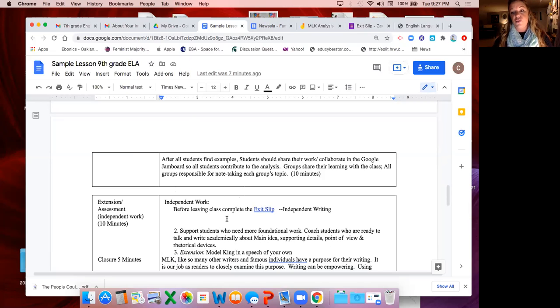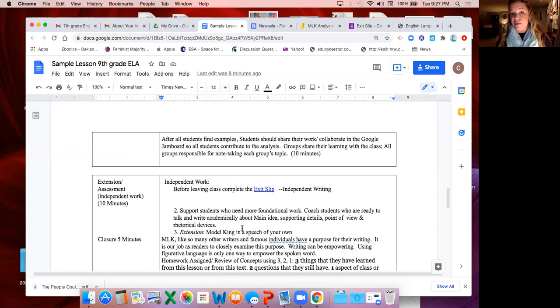And then the teacher, of course, would be responsible for supporting students who needed more work or needed more help in certain areas, or challenging and extending them. And I love the thought of modeling Martin Luther King in your own words by writing your own speech, just like Martin Luther King did, using such devices. And that would be a fun activity for the future.